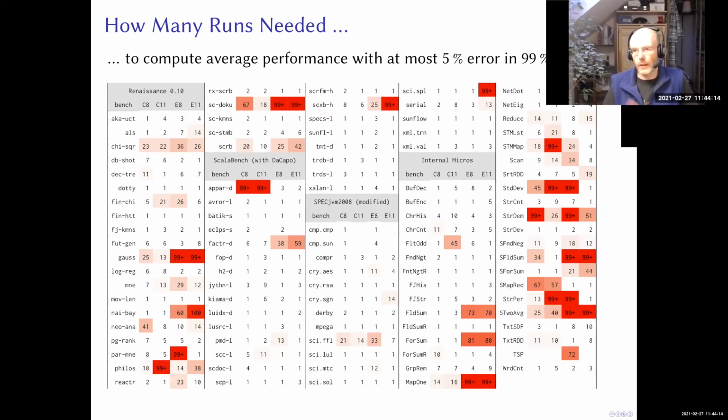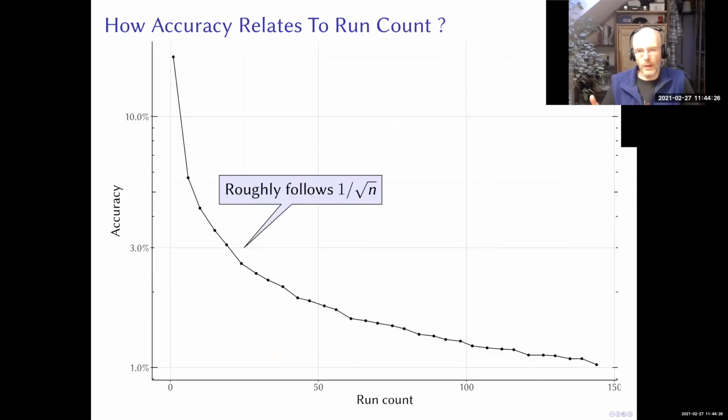There are a few red rows where 5% is still difficult. And the reason why the table changed so much is that the accuracy roughly follows 1 over the square root of n with the number of runs. So essentially, we wanted 5 times less accuracy, so we need 25 times fewer runs, and that's a lot.